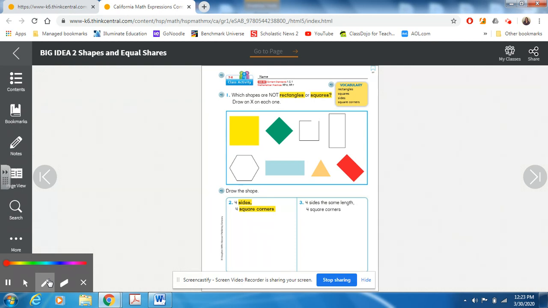So they're looking for the things that do not fall into the category of being a rectangle or a square. Remember, rectangles and squares have 4 sides and 4 square corners. For a rectangle, those sides do not have to be equal. For a square, they do. So this is a square. It has 4 equal sides, and if I had a little piece of paper, I could stick it in there and get my 4 square corners.